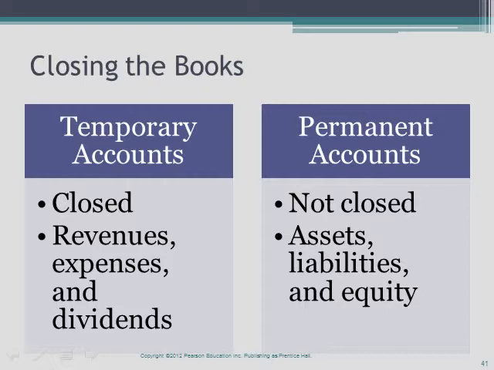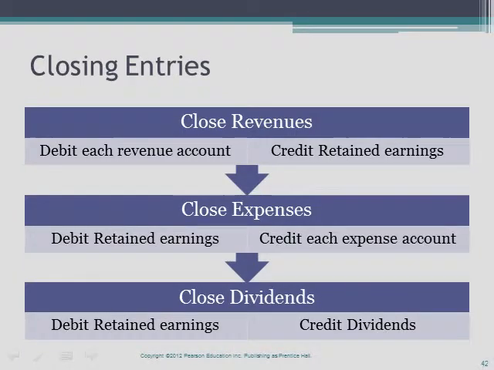These permanent accounts are not closed at the end of the period because they carry over to the next period. Consider cash, receivables, equipment, accounts payable, common stock, and retained earnings. Their ending balances at the end of one period become the beginning balances of the next period. Closing entries transfer the revenue, expense, and dividends balances to retained earnings.